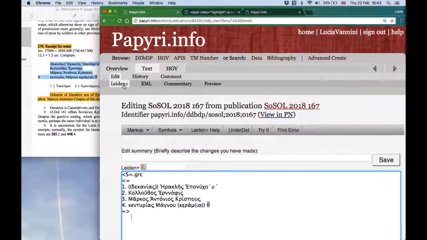At line 1, we also find a correction by the scribe, who added a missing letter upsilon. We need to encode this information with the proper markup, that is with the 2 slashes. And this and other markup can be found listed in the Leiden Plus help menu.